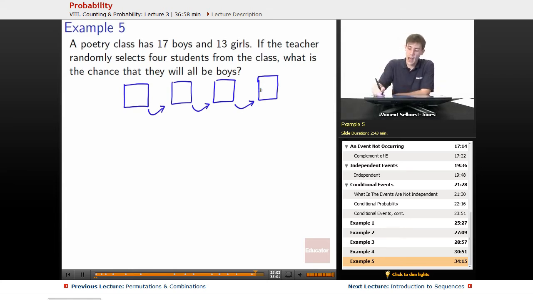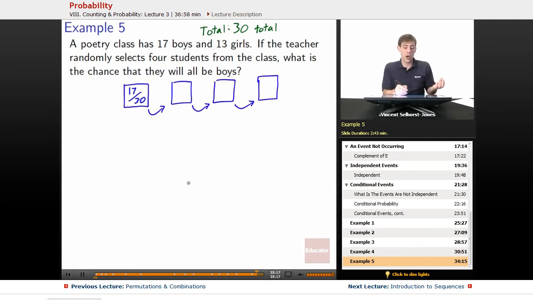So if we start off, how many students are total in the class? Well, if we've got 17 boys and 13 girls, we have 30 total. So for the first one, we've got 17 out of 30.